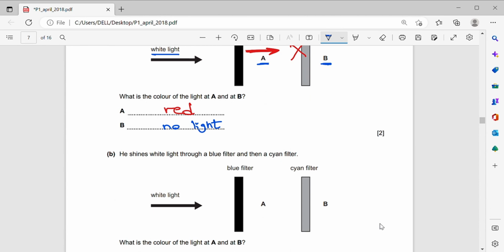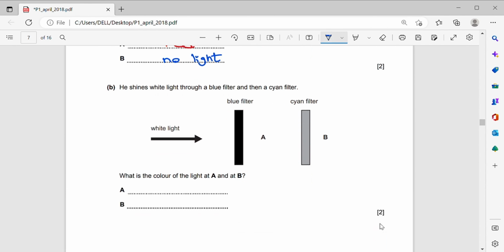B. He shines white light through blue filter and then a cyan filter. White light through a blue filter. What will the blue filter do? The blue filter will allow the blue light. So at A, we will have the blue color. The cyan filter. What does the cyan filter do? Let's recall the cyan filter. It allows the blue and green to pass on it. So, as a note regarding the cyan filter, it allows blue and green to pass on it.